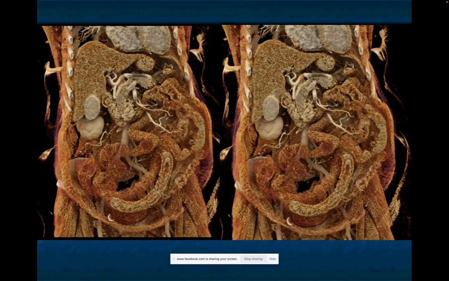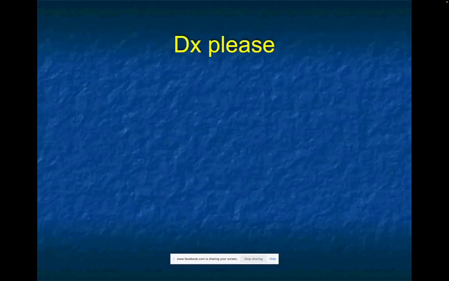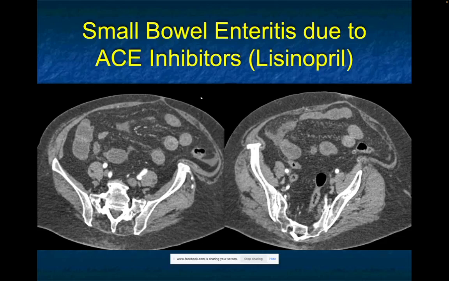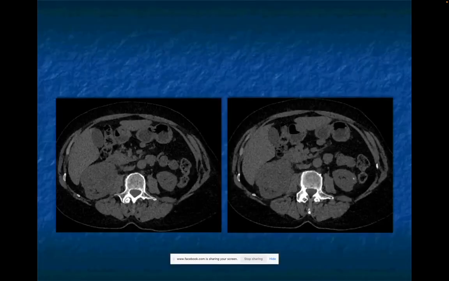Well, what you're dealing with here, when you look at the bowel, submucosal edema, mucosal enhancement, you're dealing with the same thing. Small bowel enteritis, acute enteritis due to ACE inhibitors, which in this case was lisinopril, which is one of the most common drugs prescribed. So lisinopril. We're radiologists. We don't give drugs. We don't know what's an ACE inhibitor from whatever. Lisinopril. Think about that.